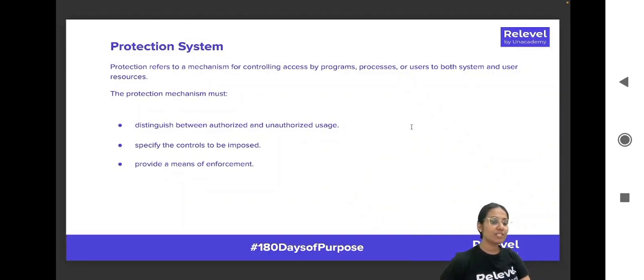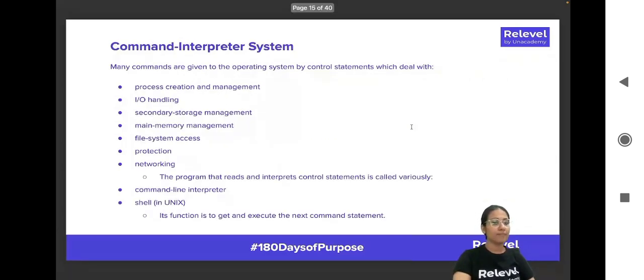It also specifies the controls and rules that need to be imposed, and provides a means so that all of these rules, protocols and controls can actually be enforced. So that is what a protection system is. An operating system does take care of this part. Next we have the command interpreter system.